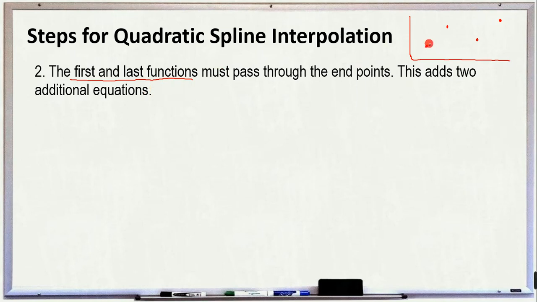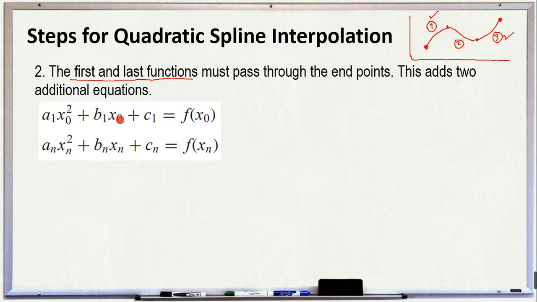So we have the first one. Let's say this is our first data point, and we connect it. This is our first quadratic spline, or what is called a function. Then the one connecting here is the second, and the last is the third. So the first, which is our 1, and the last, which is our 3, must pass through the endpoints. So whatever the value of their x or y is, it must be equal to the data point. That is the additional equation that is generated.